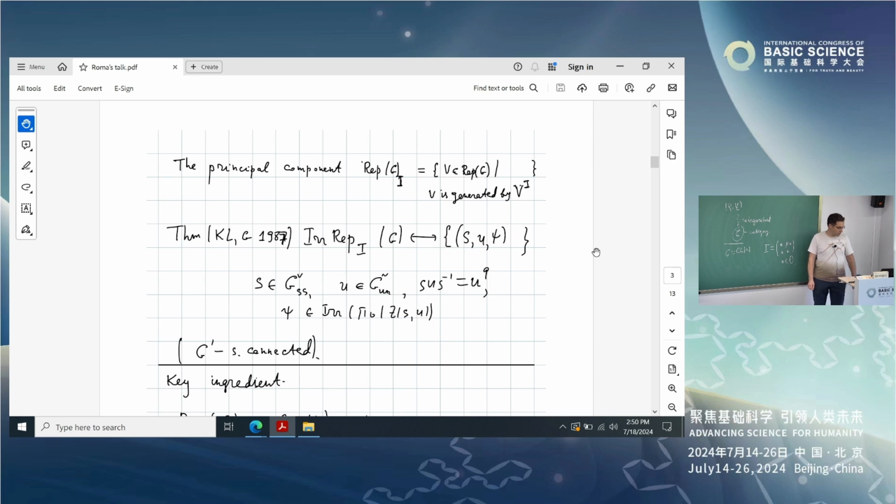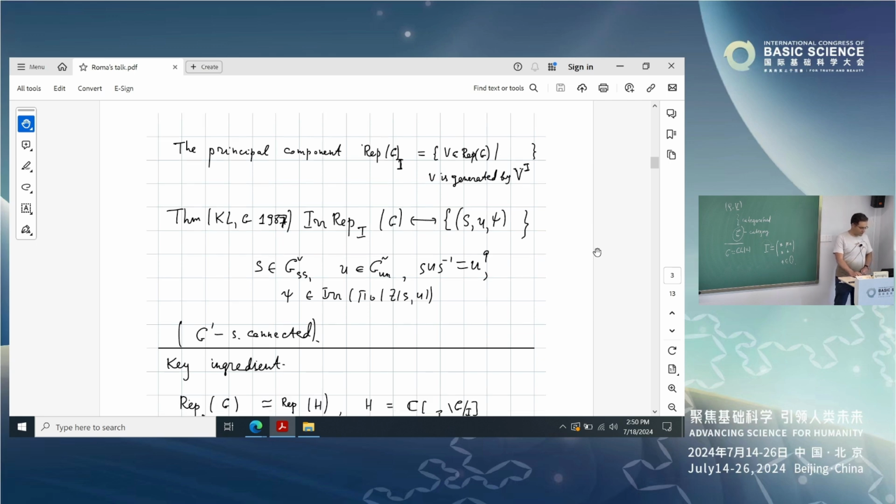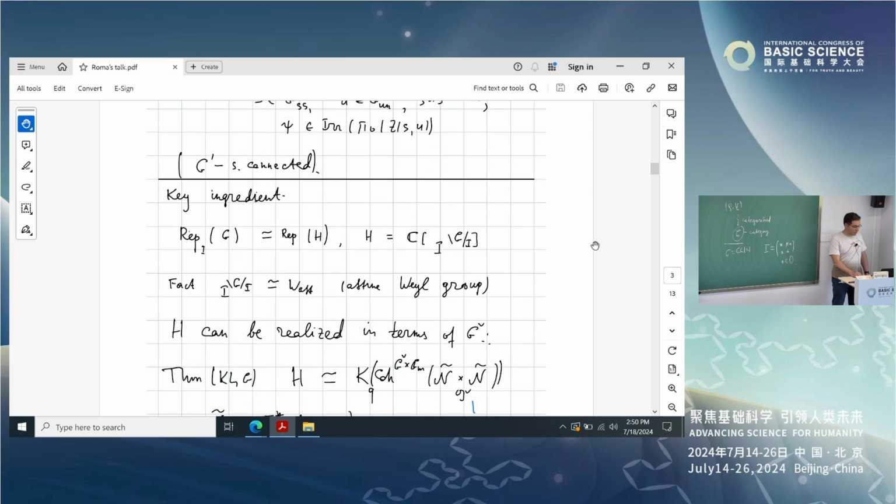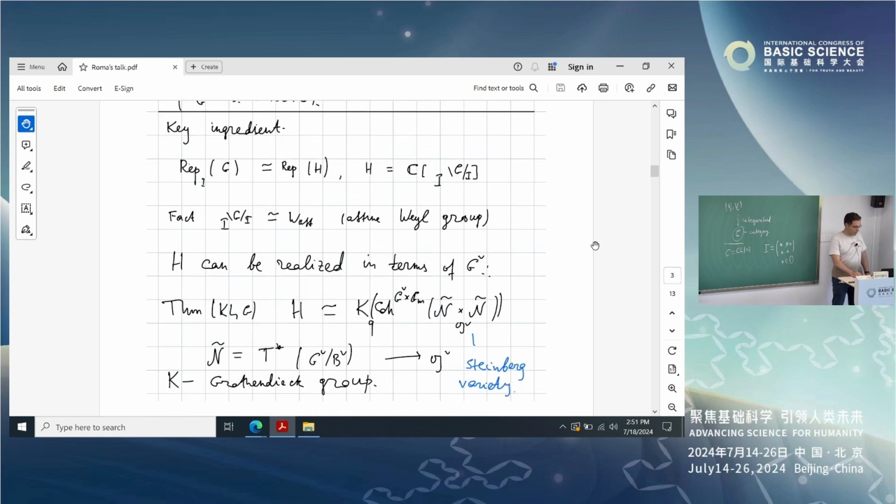Namely, the set of these representations admits a canonical bijection with the set of triples (s, u, psi), where s is a semisimple element in the dual group, u is a unipotent element in the dual group, and these two elements commute, as written. And psi is an irreducible representation of the group of components. To simplify the discussion, I assume that G is simply connected, otherwise the formulation is a little bit more involved.